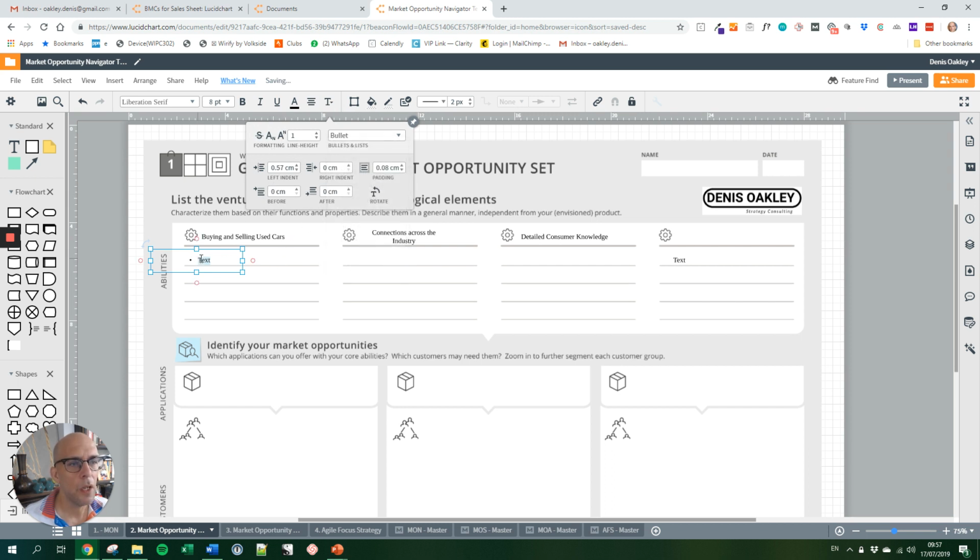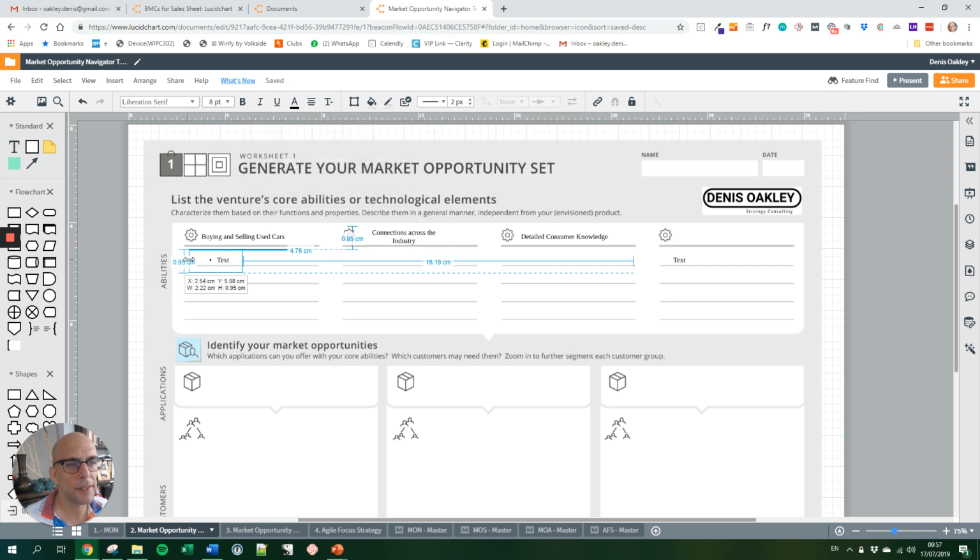Yes, here we go. So buying and selling cars, what have we got here? He knows about pricing, he knows about margins, he knows about the supply chain, he knows about car conditions. He knows about repairs and recon. He knows about financing.